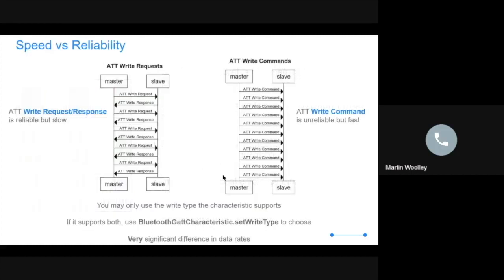Last thing to be aware of where throughput's concerned and the various factors is this. The attribute protocol supports 2 different ways of writing data to a remote characteristic.